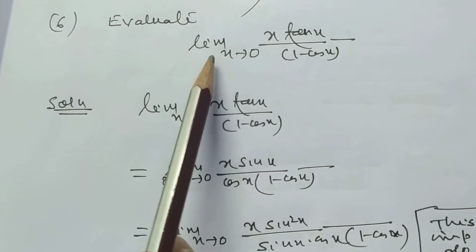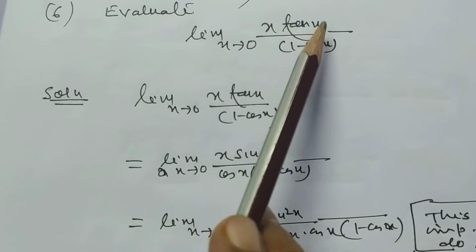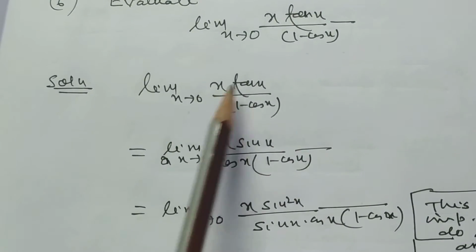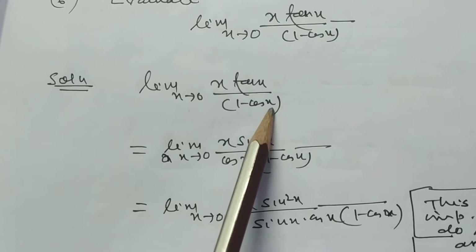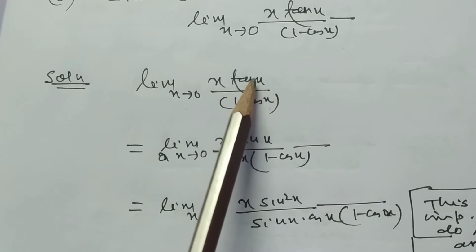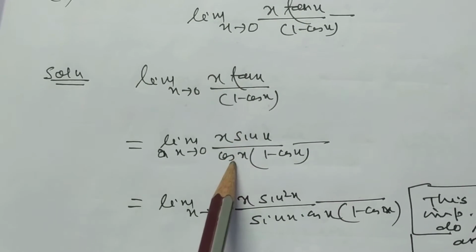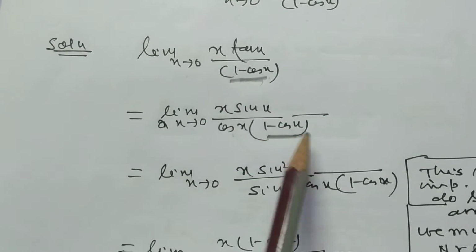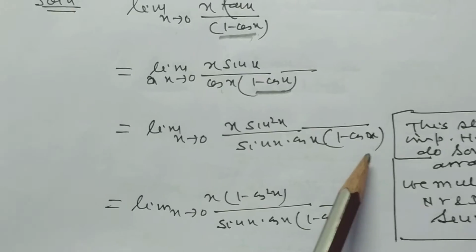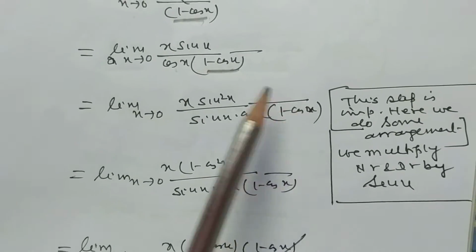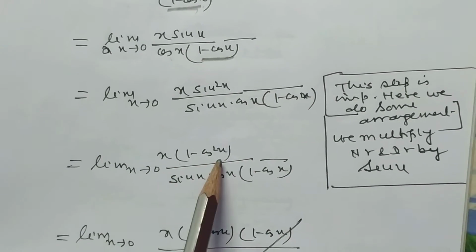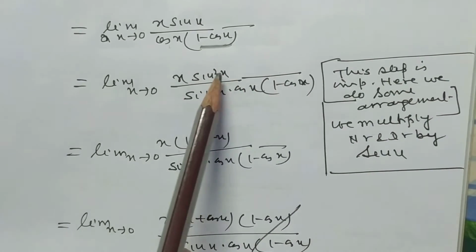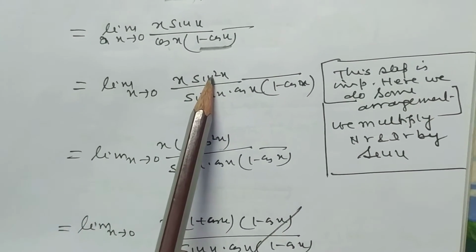Now, evaluate limit x tends to 0, x tan x by 1 minus cos x. My dear student, you change tan x in the form of sin x by cos x. And 1 minus cos x, it is a very important formula. So now, we here apply x into 1 minus cos square x, sin square x instead of sin square x.